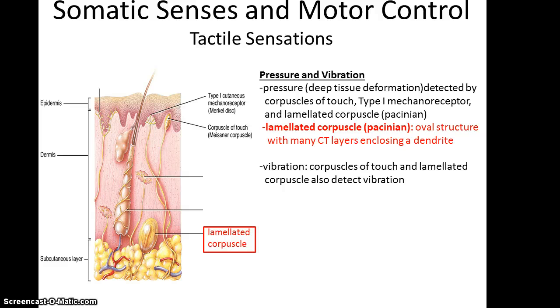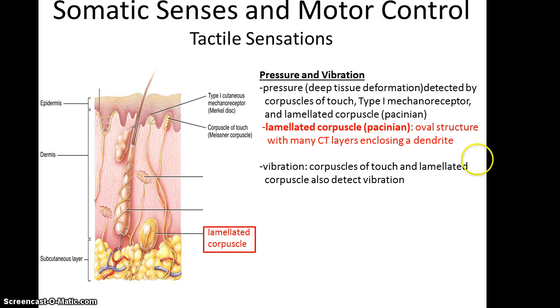Another kind of tactile sensation is that of pressure and of vibration. These two are closely linked. So pressure is basically defined as deep tissue deformation, and it can be detected by the corpuscles of touch, the type 1 mechanoreceptor, and the new one here, the lamellated corpuscle, also known as the Pacinian corpuscle. And pressure basically means the difference between something pushing on you gently versus pushing on you really hard, being able to distinguish between those two types of pressure.